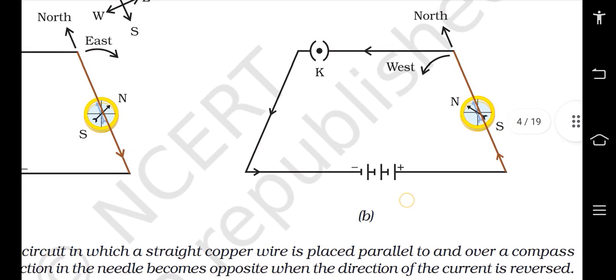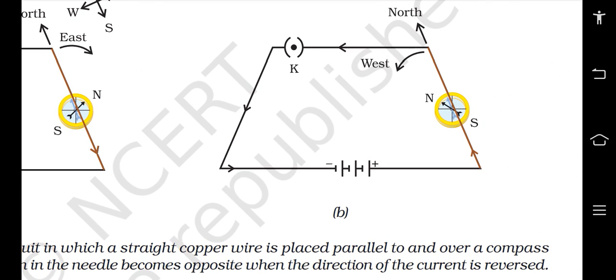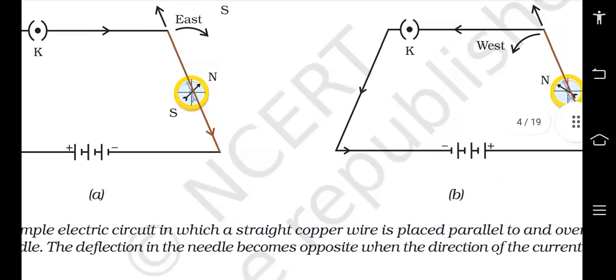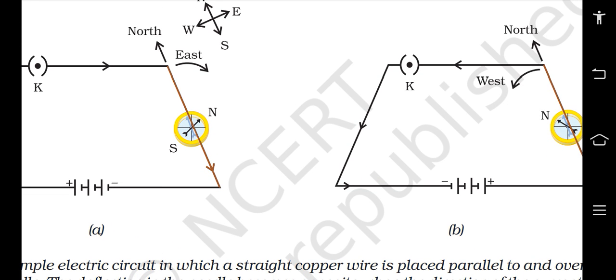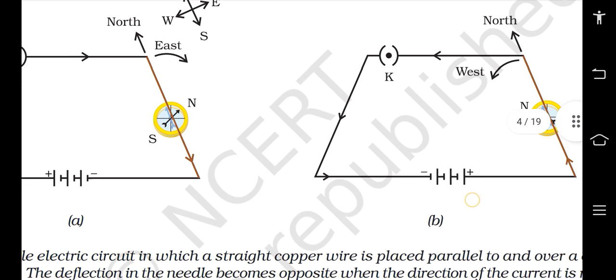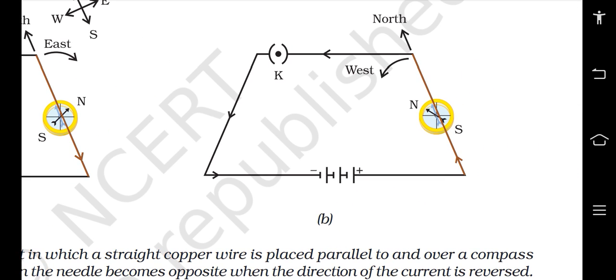And next, in figure B, they reversed the points of the battery, positive and negative points are reversed. Then the current direction also gets reversed. Then in the second figure, current passes from south to north, and the needle of the compass gets deflected towards the west. In the first figure, with that position of the battery, current passes from north to south and the needle gets deflected towards the east, and when current passes from south to north, the needle gets deflected towards the west.